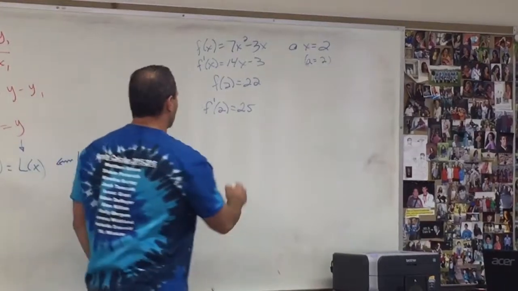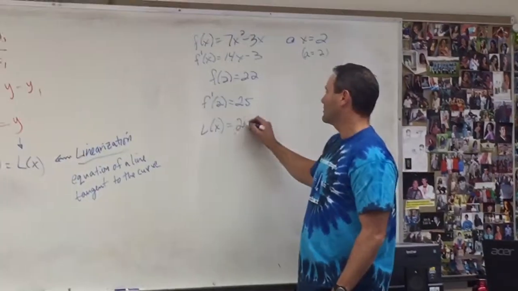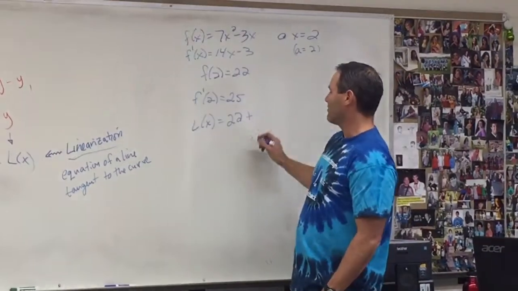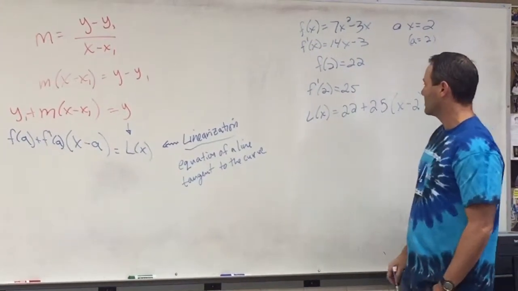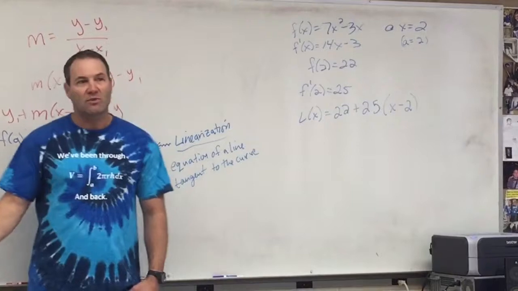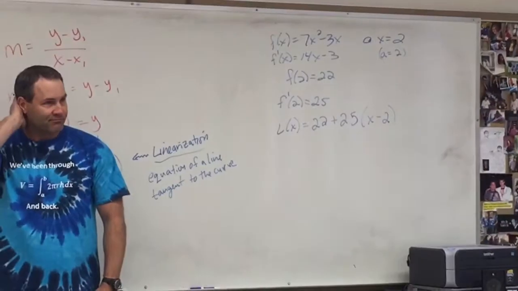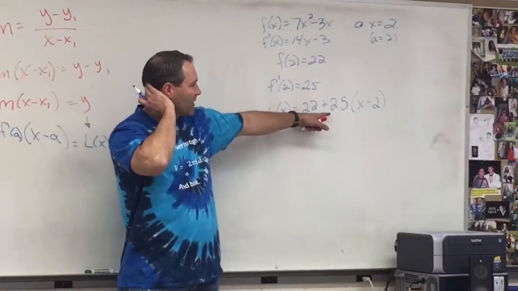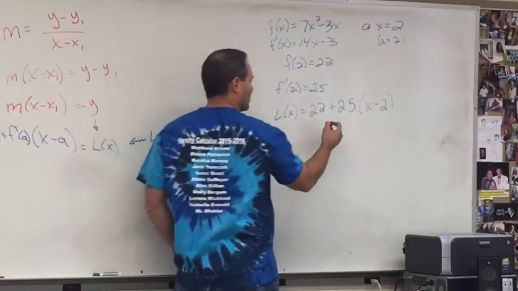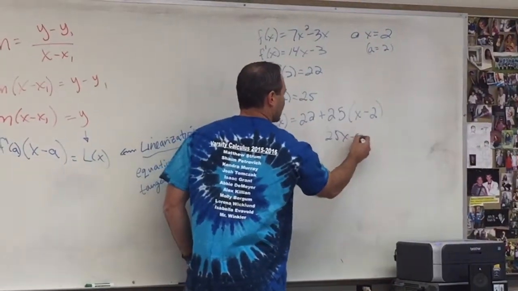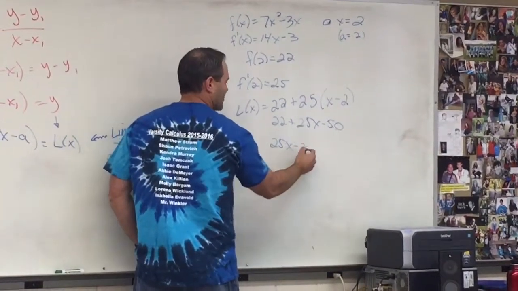So now our linearization is f of 2 plus f prime of 2 times x minus 2. What did we just find? The linearization, the tangent line at 2. Not a real workable form, right? If you wanted to put it in slope-intercept form, it'd be 25x minus 50 plus 22, so 25x minus 28.